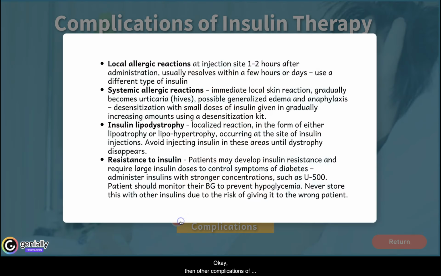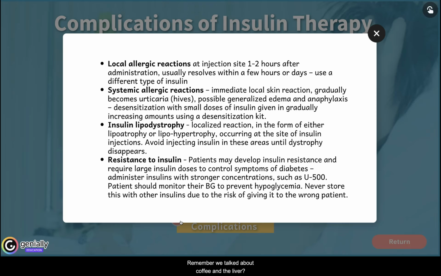Okay, then other complications of insulin can be just allergic reactions, systemic allergic reactions, and insulin lipodystrophy. That is a localized reaction in the form of lipodystrophy, basically occurring at the site of insulin injections. They develop a reaction that's called insulin lipodystrophy. And you could have insulin resistance, right?